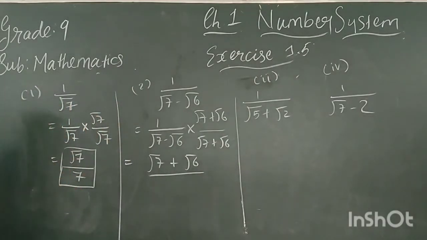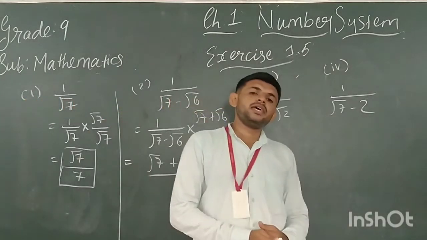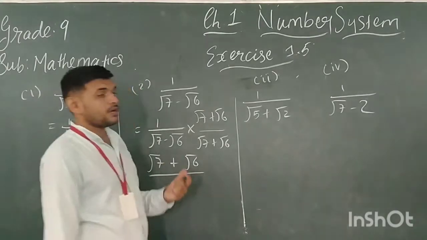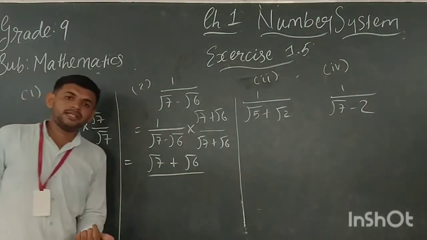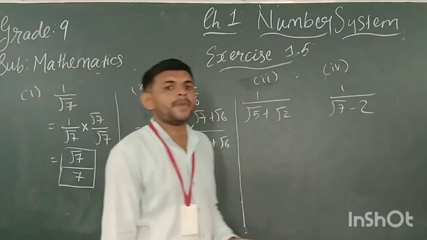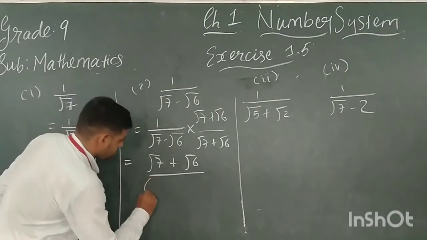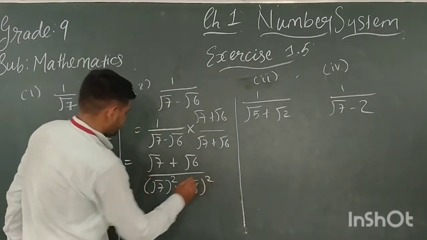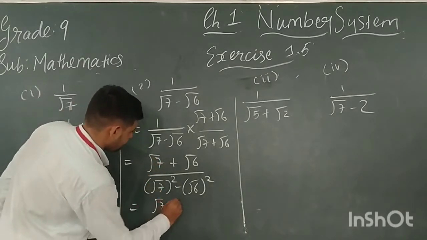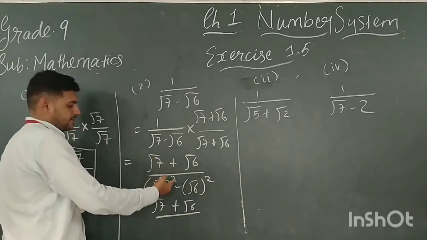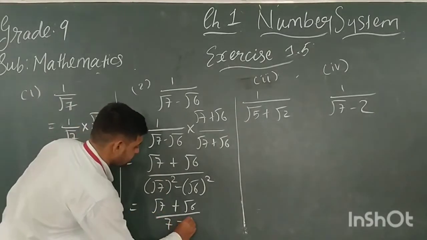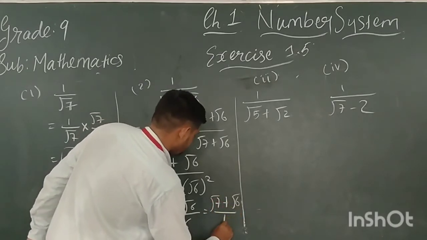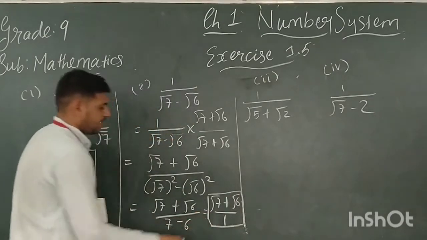Again here you can go with the factorization formula, a plus b, a minus b. So when you come to know that there are sums like a plus b, a minus b, what you need to do is a square minus b square. So root 7 square minus root 6 square. So root 7 plus root 6 upon 7, root 7 square becomes 7 minus 6. So your final answer becomes root 7 plus root 6 upon 1. That will be your final answer.